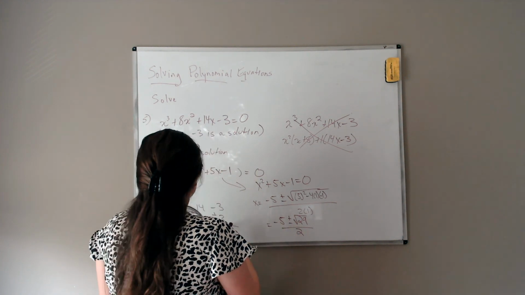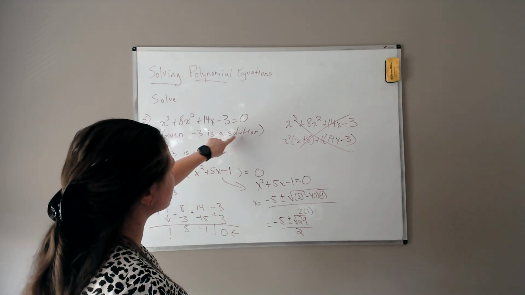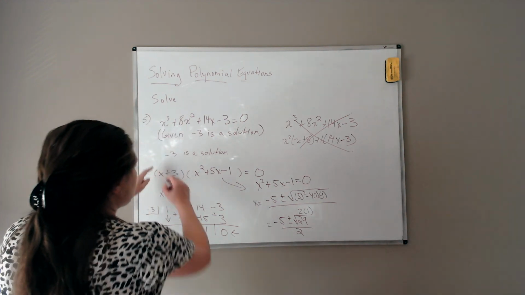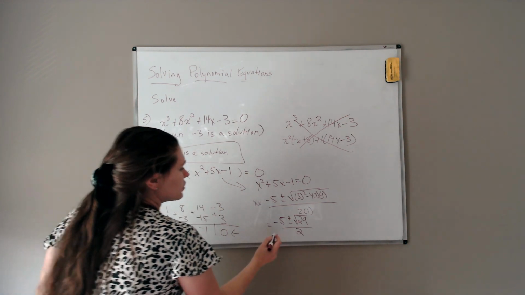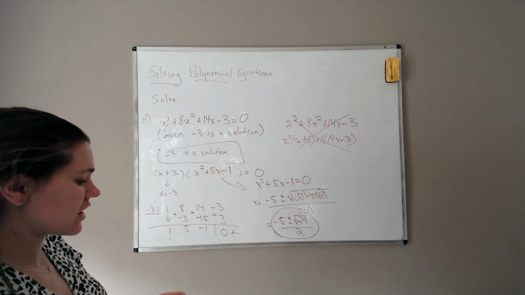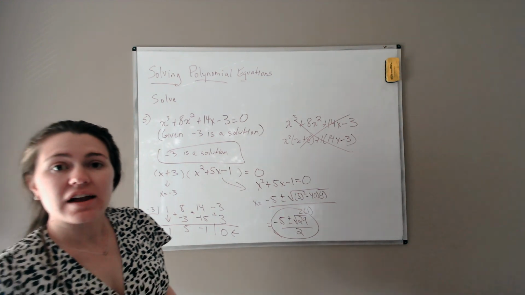So here's our answer. It says given negative 3 is a solution. So one of the solutions is negative 3, and the other two solutions are right here: negative 5 plus or minus the square root of 29 over 2. So that is it for solving.